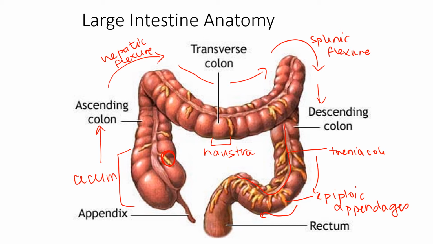Before we leave this slide, I would like to mention an appendage called the appendix, which hangs off the cecum. It's what they call a blind pouch. It doesn't go anywhere, and we think it's part of the MALT system of the lymphatic system that helps to fight bacteria before it gets into the bloodstream or the lymphatic system.